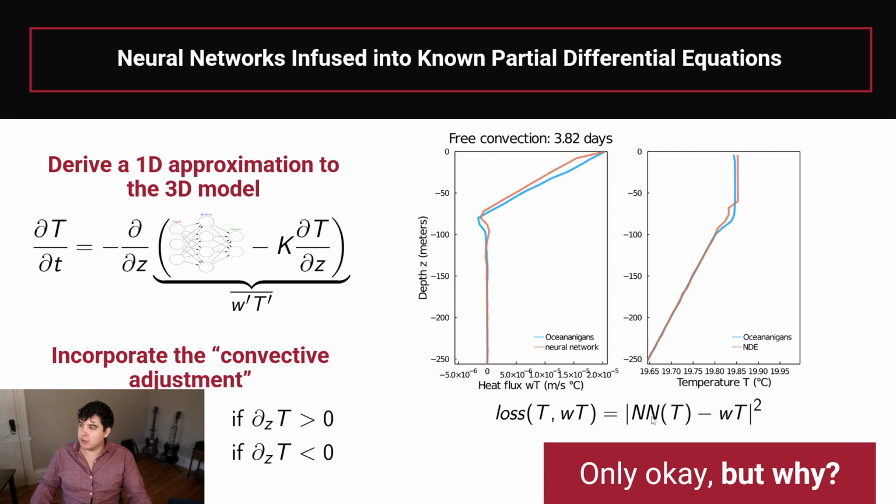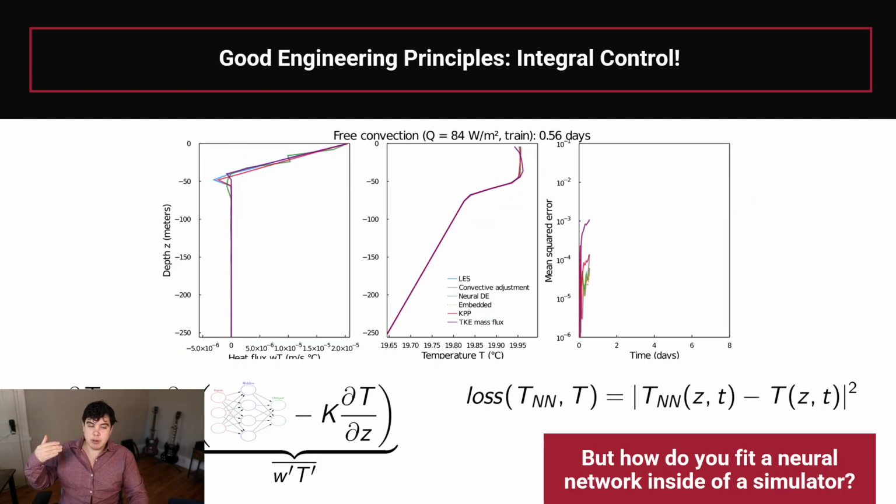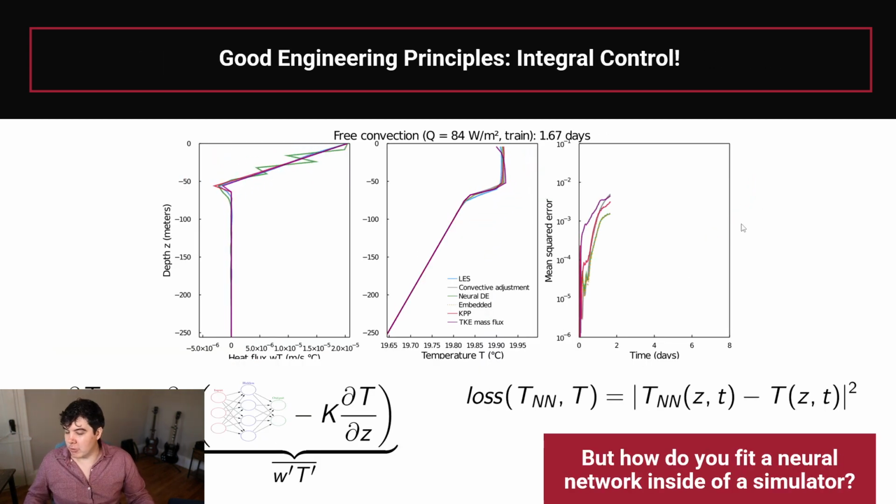And after training the neural network, you put it into the differential equation, and you get a drift because you've only controlled the derivative to be correct, and a controls engineer will instantly yell at you and say, you will always get drifts in your solution if you only control the derivative. What you need to do is control the integral. So here is integral control, right?